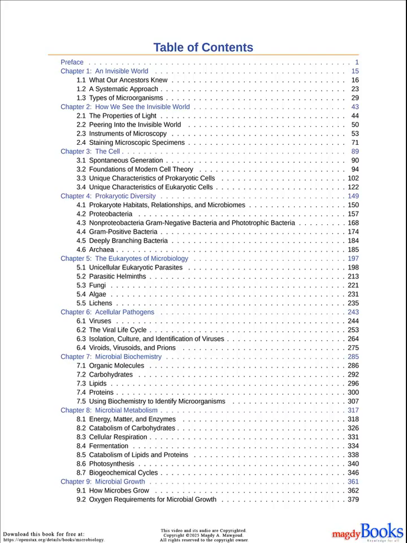2.1. The properties of light. 2.2. Peering into the invisible world. 2.3. Instruments of microscopy. 2.4. Staining microscopic specimens.